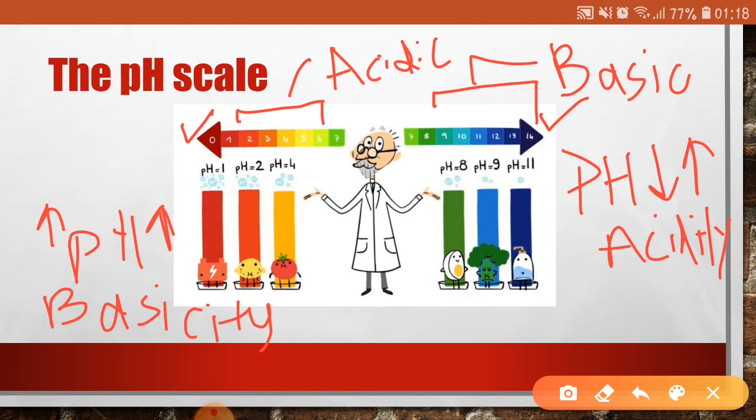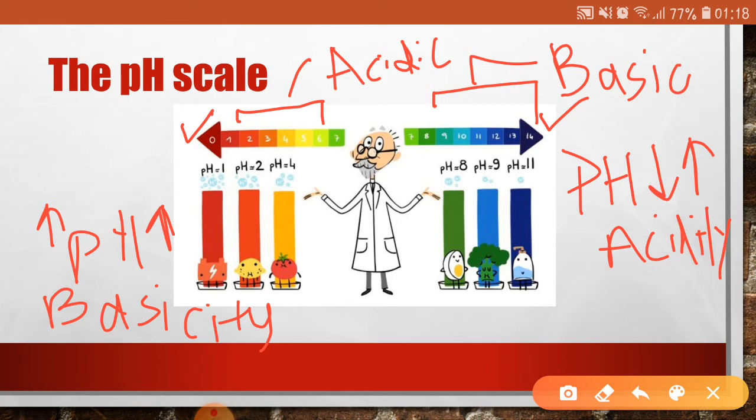Solution A has pH 2 and solution B has pH 4, for example. Now, the solution A would be more acidic because its pH is lower than the solution B. So always remember, smaller the pH, higher the acidity.